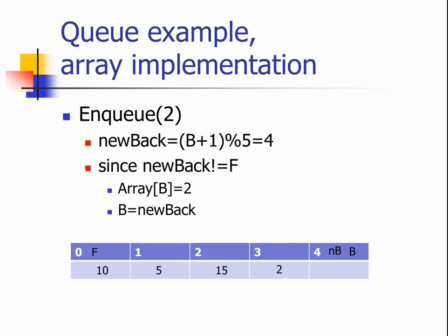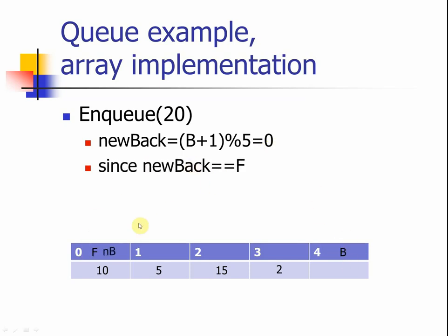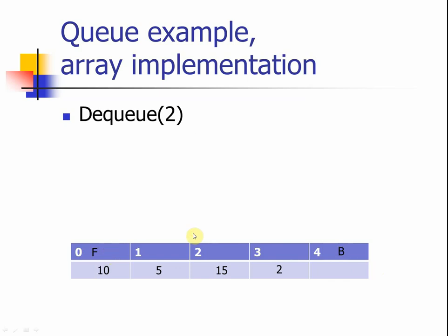However, you can see the situation: we have a capacity of 5 and we have used 4 of those already. We are not supposed to allow one more enqueue. If we see one more enqueue, new back will equal back, which is 4, plus 1, that's 5, mod 5 will give us a value of 0. At this time, front and new back are equal to each other, so we are not going to allow enqueue to be operated. So we sacrifice this space to make sure that when front and back are the same location, it is an empty situation.